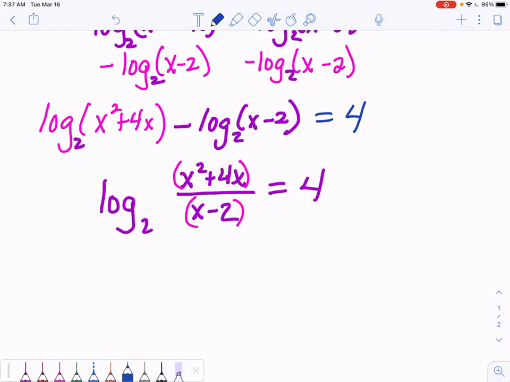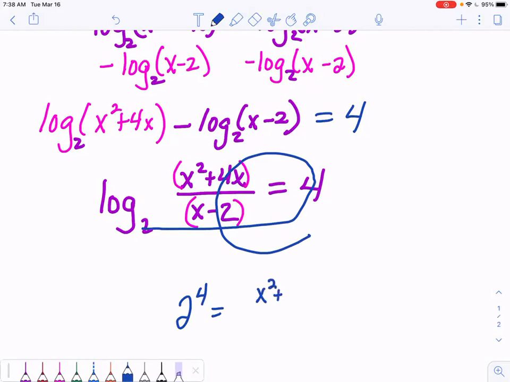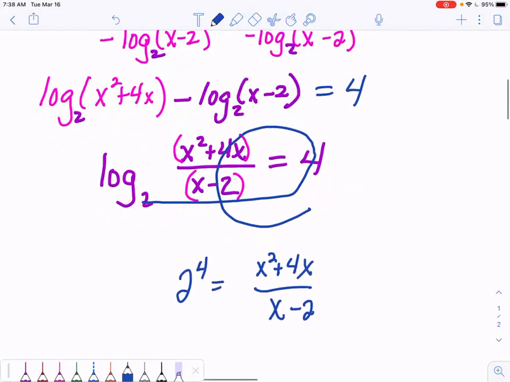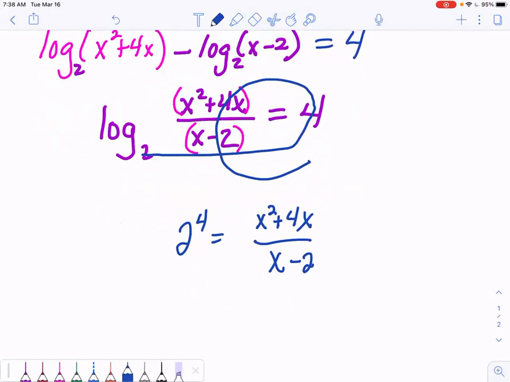And that other form has the base of 2, the exponent of 4, so 2 to the 4th, and then it's equal to x squared plus 4x over x minus 2. Don't forget about that part. The log can't just disappear. You're changing the form and writing it as an inverse or an exponent. But it's just not vanishing. You're just writing it in its inverse form.